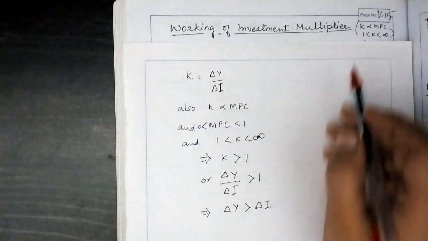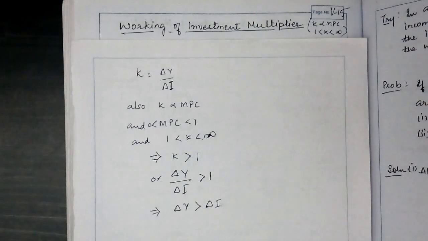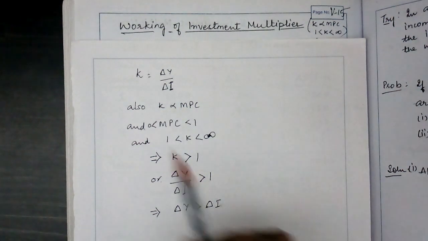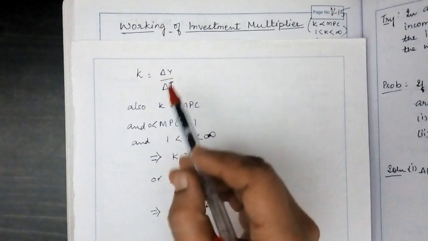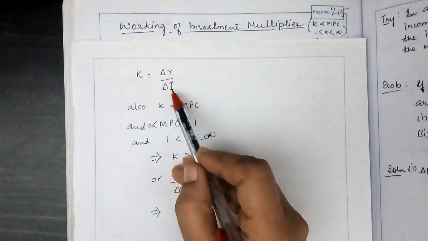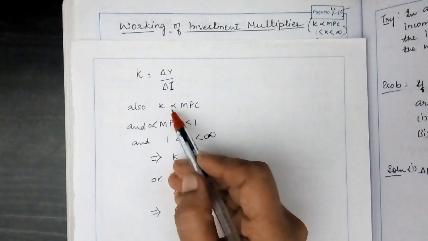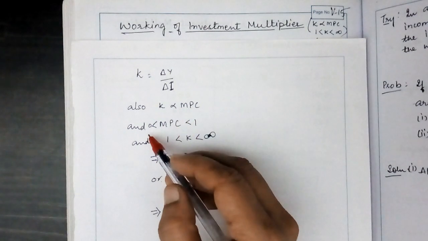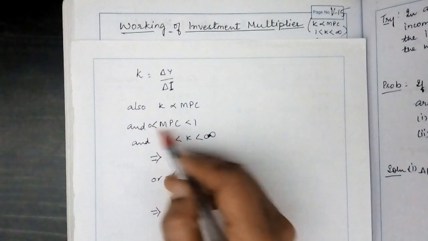In our video number 15, let us talk about the working of investment multiplier. In the previous videos, we learned investment multiplier K is the change in income due to a change in investment. Also, that the value of K is directly proportional to the marginal propensity to consume. And we also know that the marginal propensity to consume lies between 0 and 1.